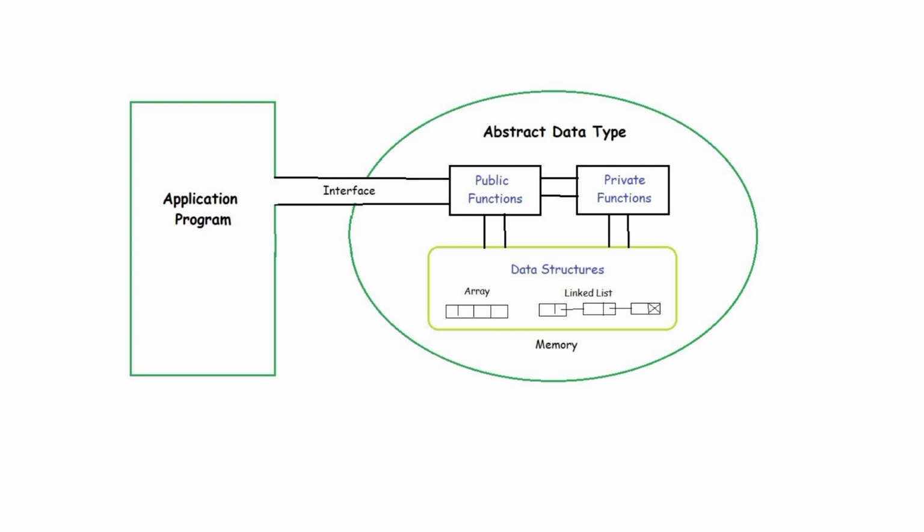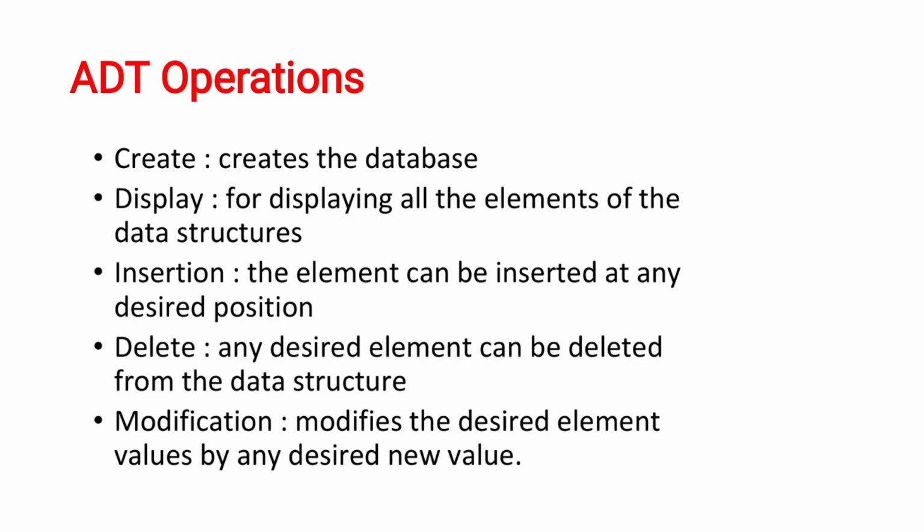These are the diagrams of an abstract data type. In this data abstraction type, the applications, programs, interface, public functions, private functions, and data structures such as array, linked list, and memories are used to implement the data structure type. There are different types of operations that are performed in the ADT. ADT operations are create, display, insertion, delete, and modification.